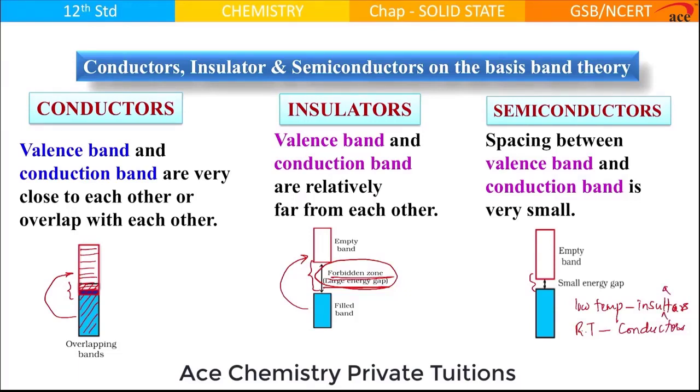So, semiconductor, conductor and insulator as per band theory have a difference. In a conductor they overlap. In an insulator the difference is very large and cannot be bridged even by heat energy. While in a semiconductor the gap is very small and can be easily bridged by heat energy. In the conductor case you do not require heat energy, that means conductors will conduct electricity even at low temperature, even at room temperature.